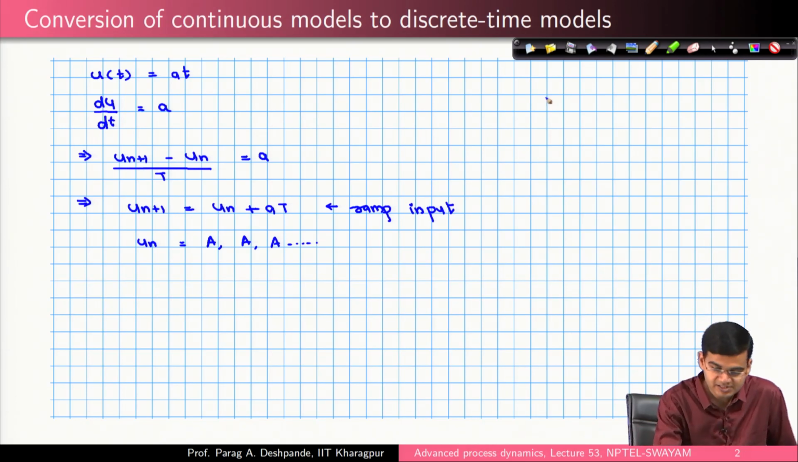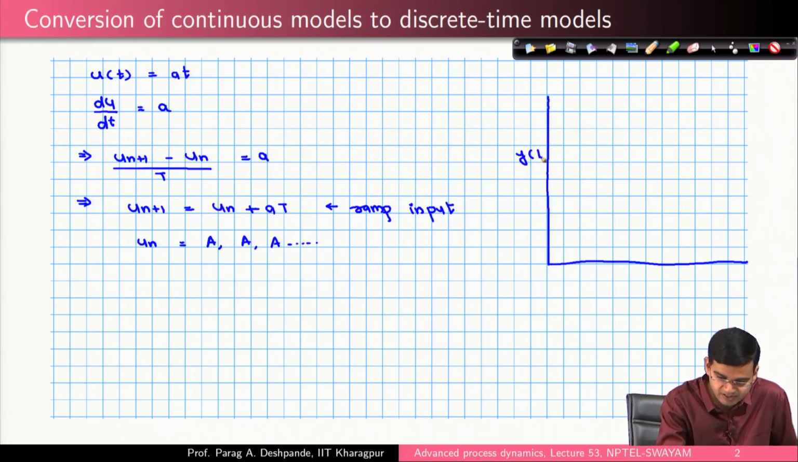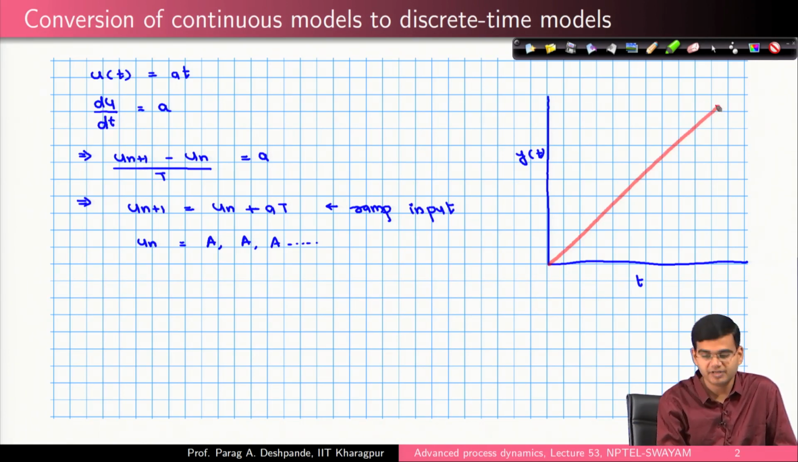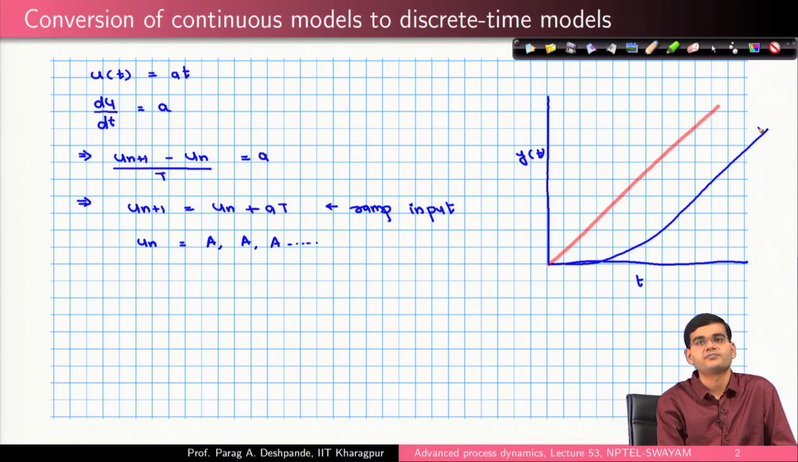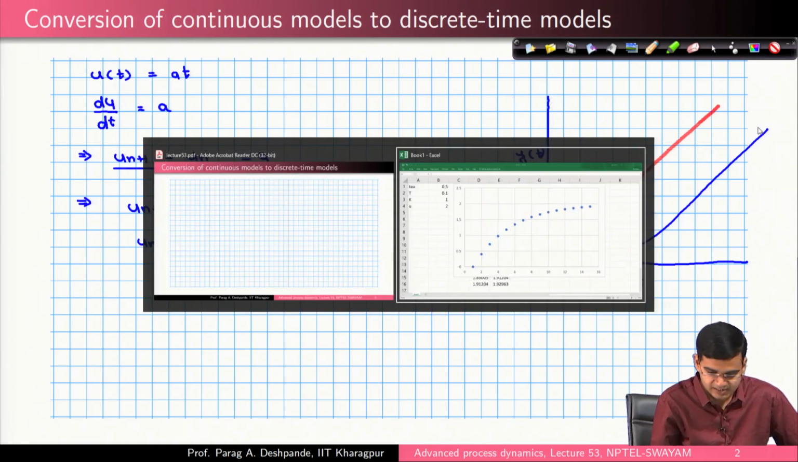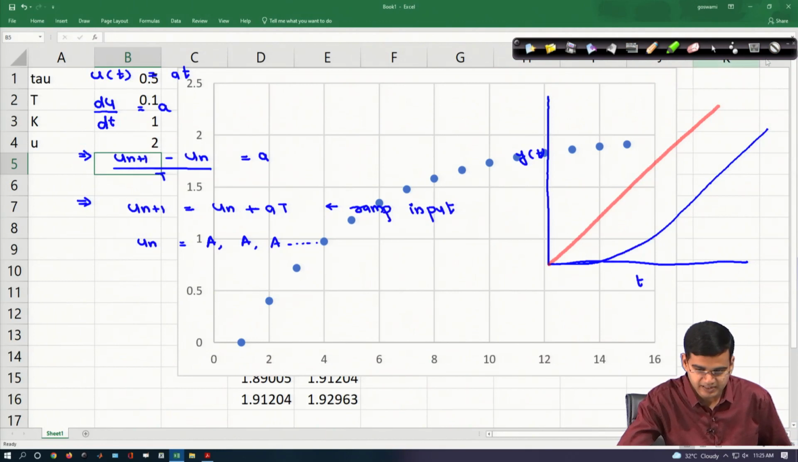Before we do that, let us see what was our input, what was our response to this kind of input. So, in continuous domain it was y of t and this here is t. So, our input looked like this. This is the ramp input, and our output, let us refer to one of our previous lectures, you will see that the output looked like this. Okay. So, input and the output. So, let us plug in this formula in the previous analysis.